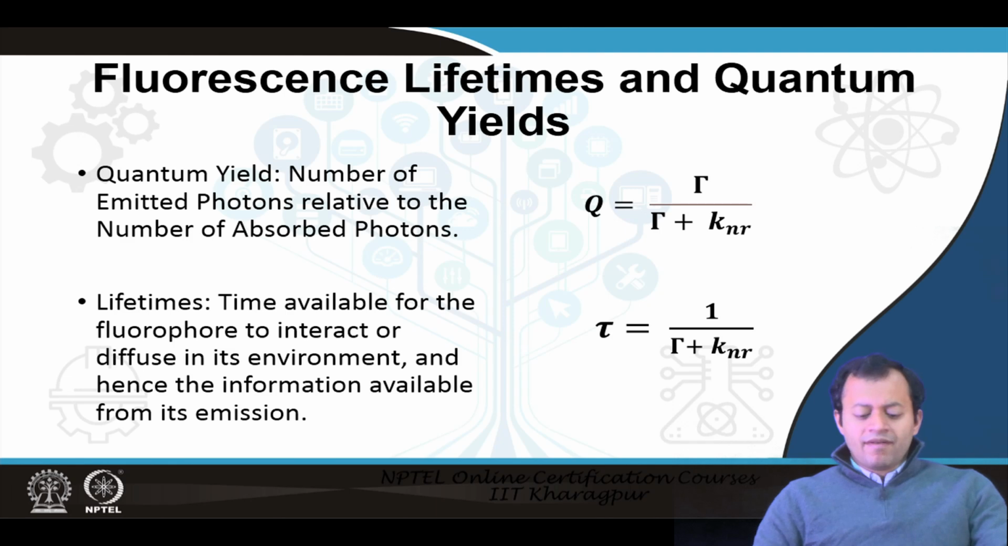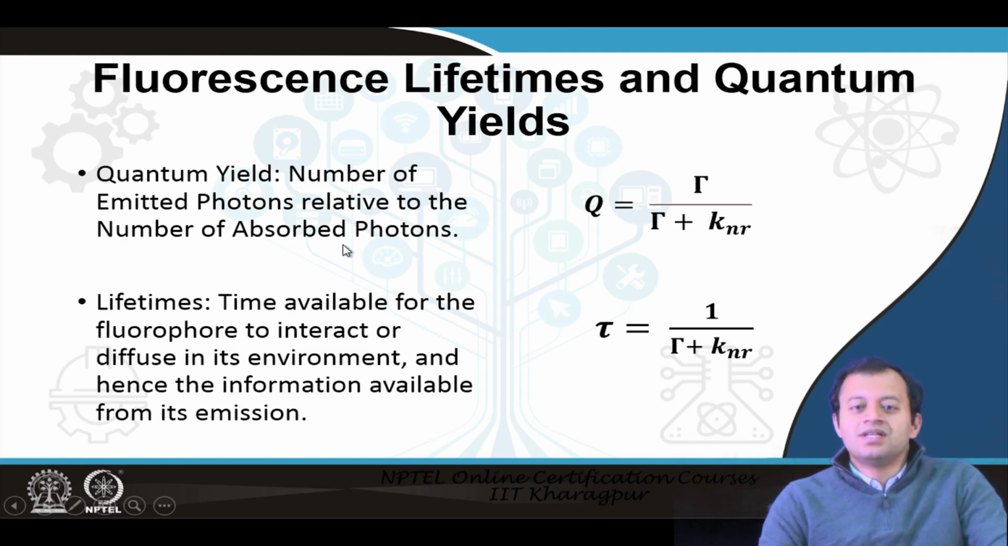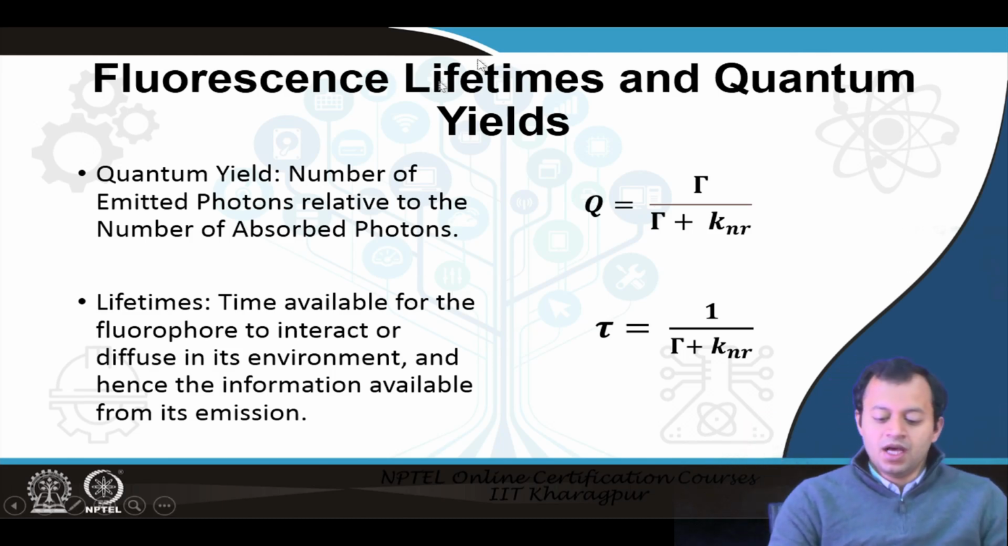There are several other factors that you need to understand when it comes to fluorescence. First is quantum yield and lifetime. Quantum yield tells you the number of emitted photons with respect to the number of absorbed photons. So, it is basically a term for efficiency: how many photons you have absorbed and how many photons you have emitted. This is the formula.